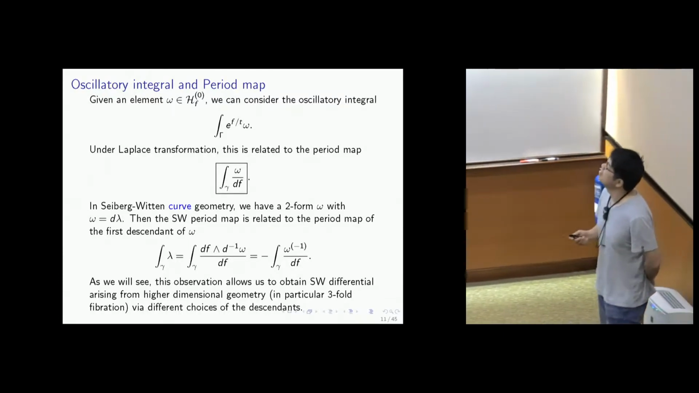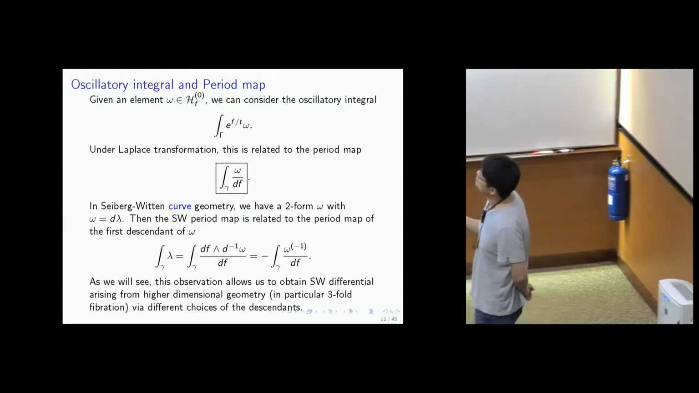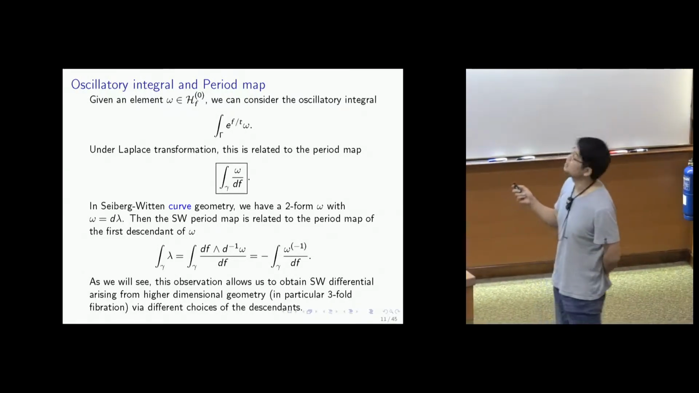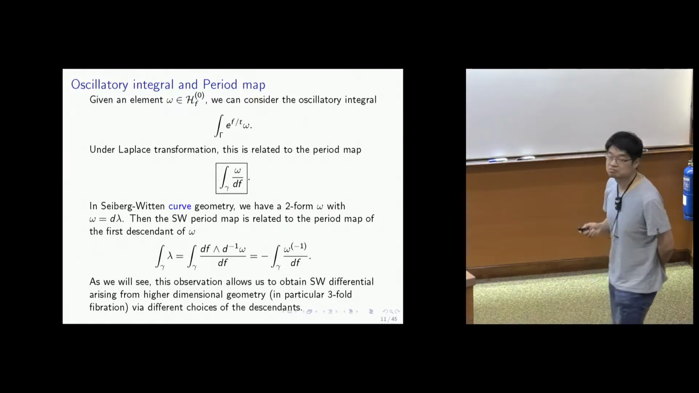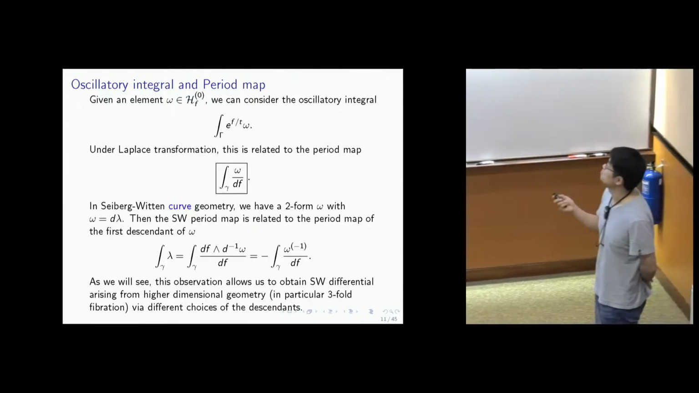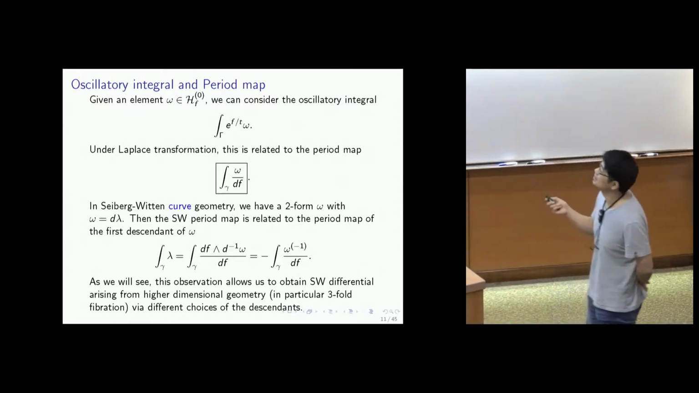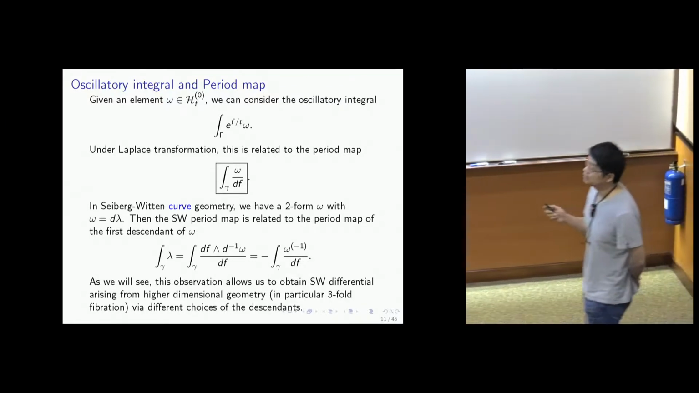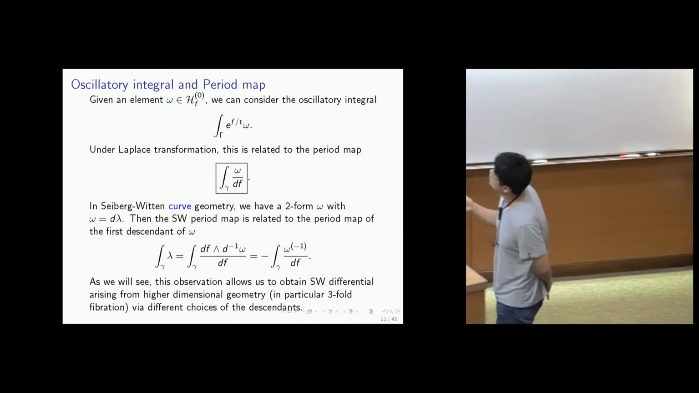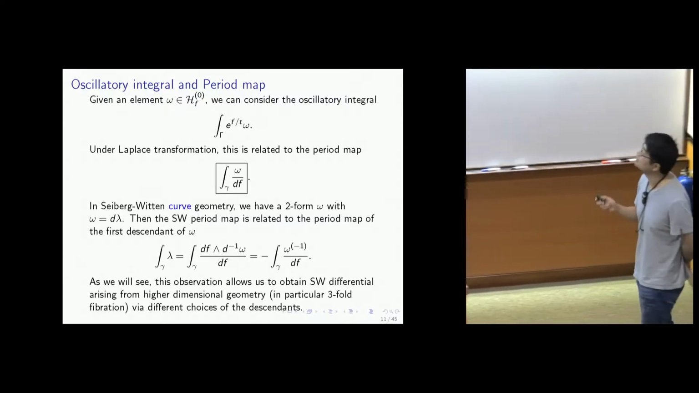So the first thing is about oscillating integrals. Given an element of this Brieskorn lattice, we can consider the following integration over a Lefschetz thimble. Usually under Laplace transform, this is the same thing as understanding the period map on these vanishing cycles. Now I would like to comment on some analogy with the Seiberg-Witten curve case. This will appear later again.